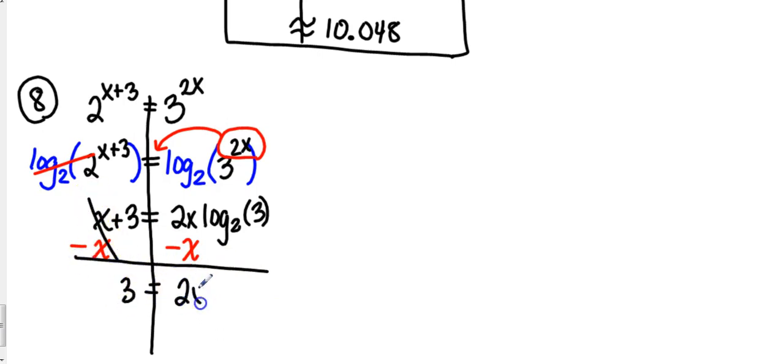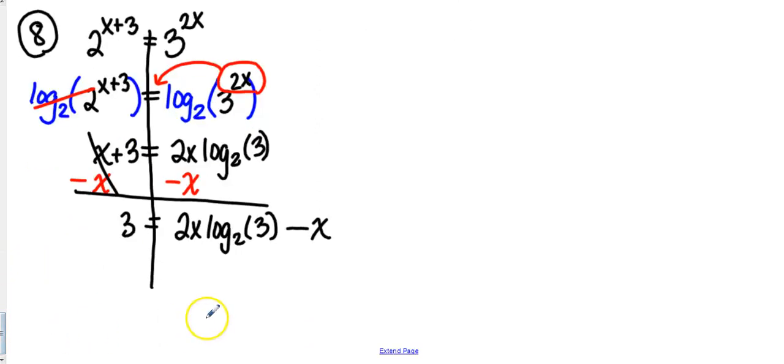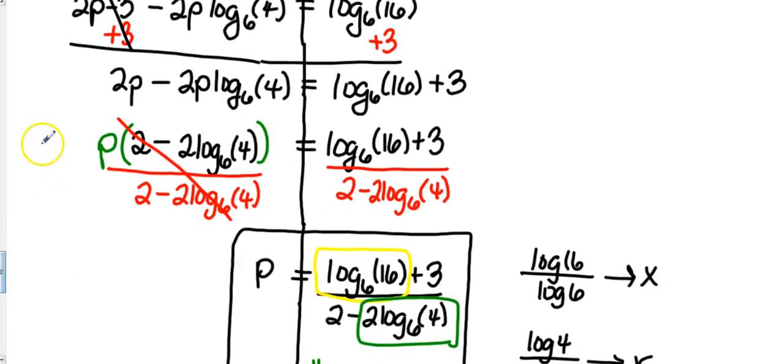So this becomes 2x log base 2 of 3 minus x. Recall that terms are separated by addition or subtraction. So now over here I have two terms. I see x present in both of these terms. So thinking back to number 7, what strategy are we going to use now? What did we do right there? How did we get from here to here? Horrible use of arrows. How did we get from here to right there?